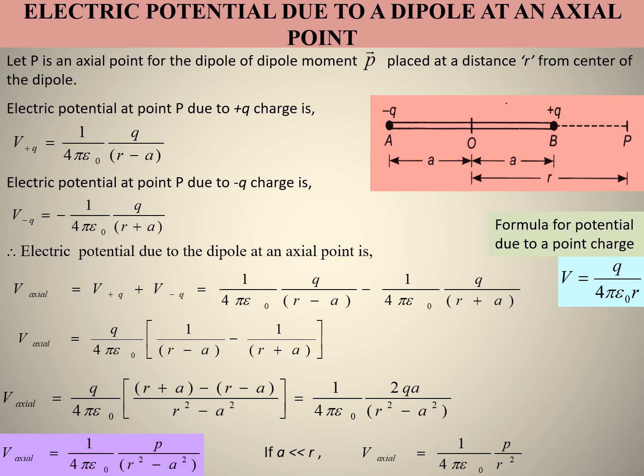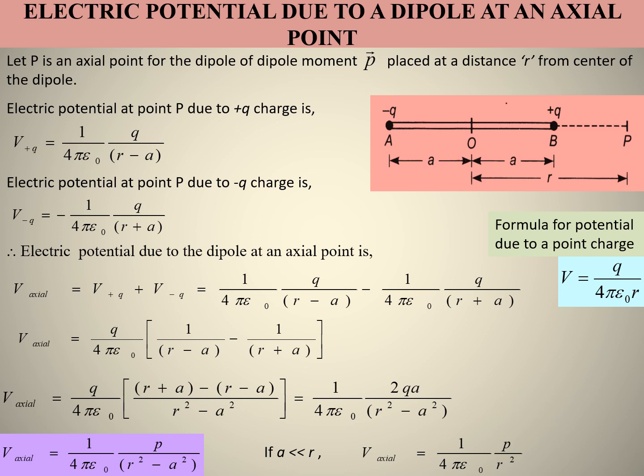So the total potential due to the dipole at the axial point P is given by the summation of the above two expressions, and it is equal to 1 by 4 pi epsilon naught q by r minus a minus 1 by 4 pi epsilon naught q by r plus a, and after simplification it comes out to be 1 by 4 pi epsilon naught twice qa by r square minus a square, so that we can write the final expression for electric potential due to the dipole at the axial point P as 1 by 4 pi epsilon naught p by r square minus a square.